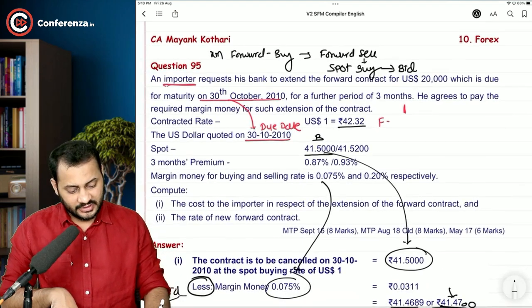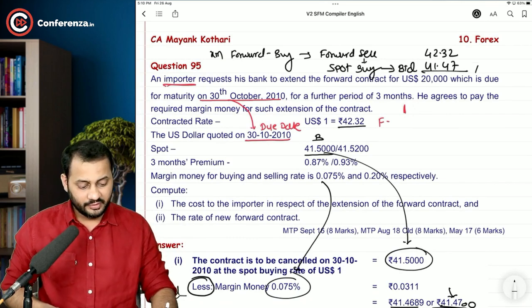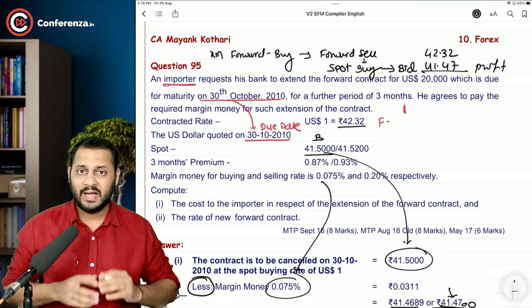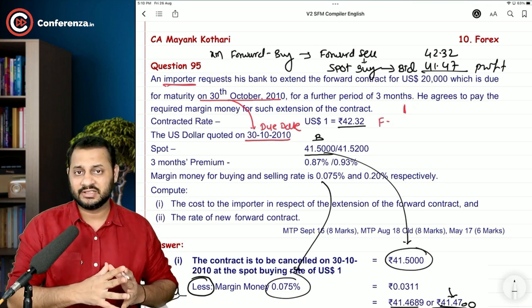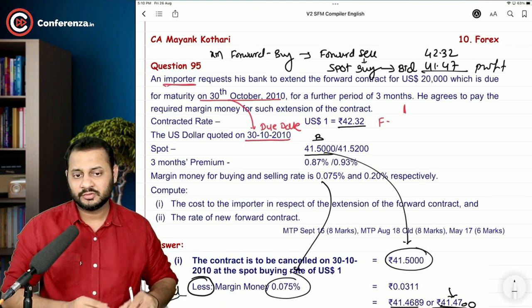Understand, selling rate is 42.32, buying rate is 41.47. The bank is at a profit. Who is at profit? The bank is at a profit by cancellation. So the customer will be at a loss by cancellation.